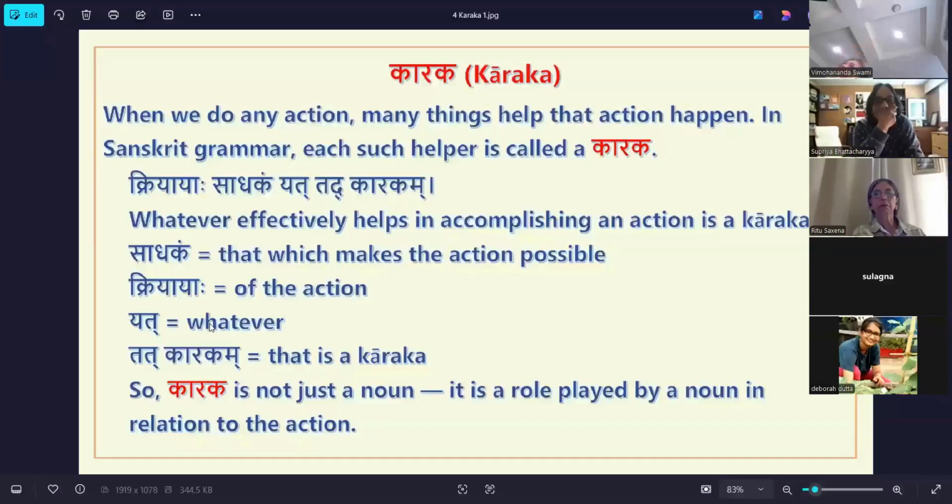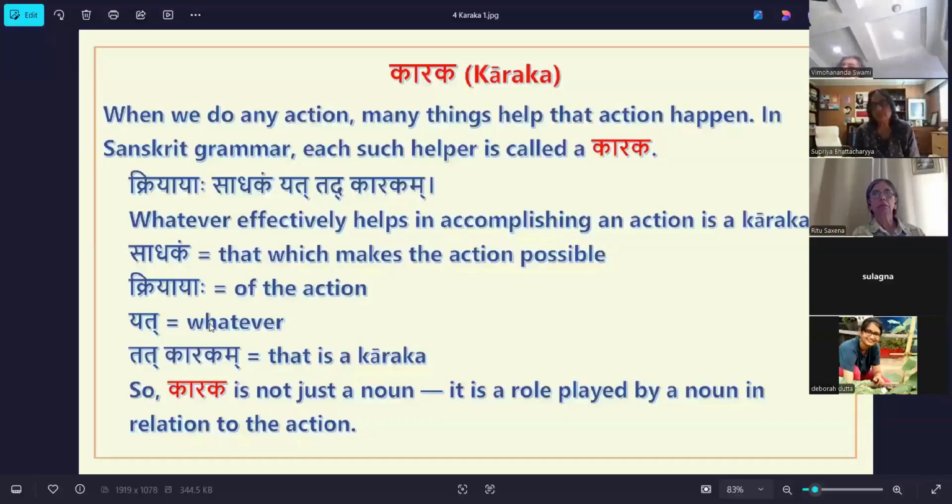So kriya then can be called verb, right? Kriya is verb, of course. Kriya is verb in what sense? Kriya is action. But the root of kriya is kri. That is the root. So when you add something to kri, it becomes kriya. Kriya means action. Sadhakam, that which makes the action possible.